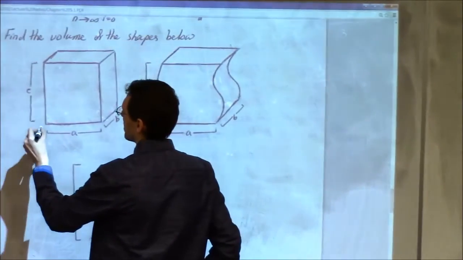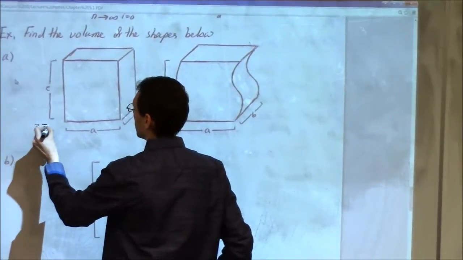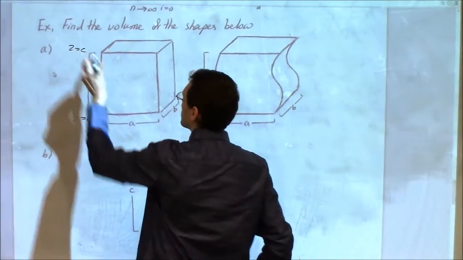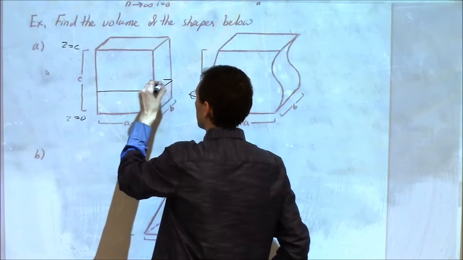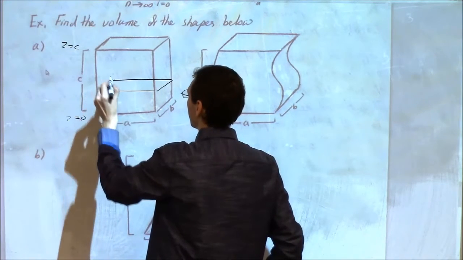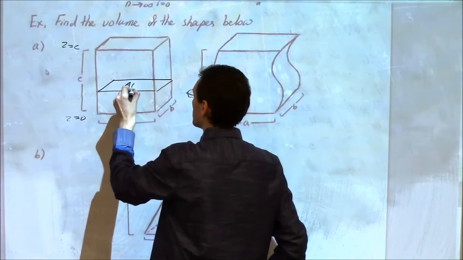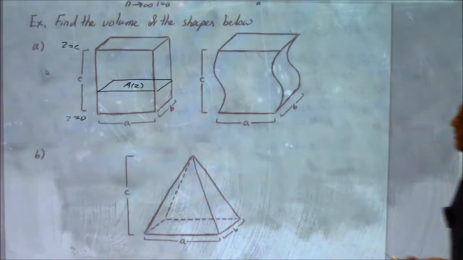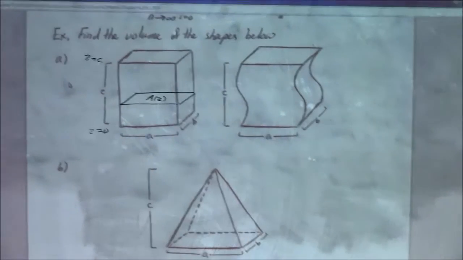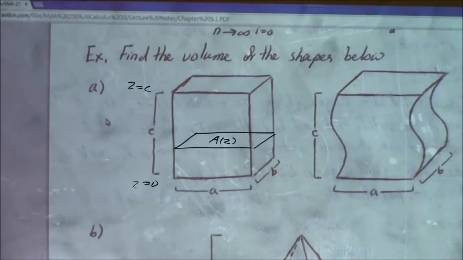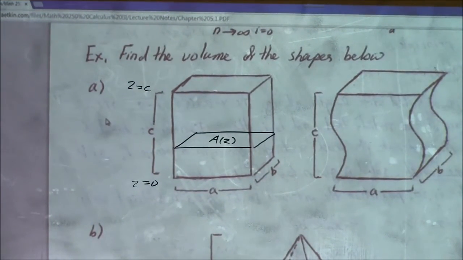So this would be z equal to 0. And this would be z equal to c. And I'm going to then slice it like this. So this here is A of z. Agreed? Now tell me, please, what is the cross-sectional area A of z? A times b. In this case, it's obvious, right? So in this case, that's an example.